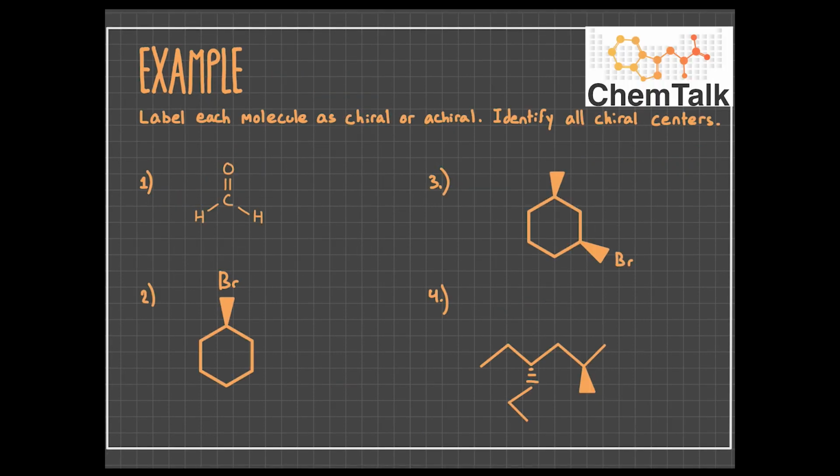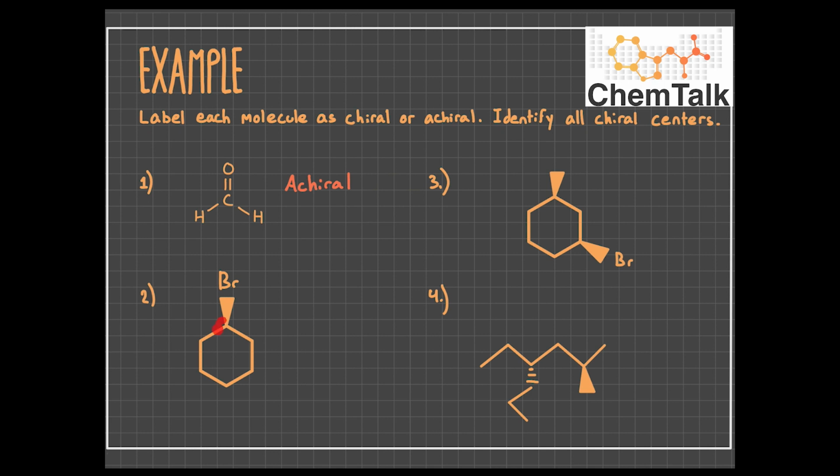Let's take a look at an example. Label each molecule as chiral or achiral and identify all chiral centers. Molecule 1, we can immediately tell, is achiral because it's 2-dimensional. In order for something to have chirality, it has to be a 3-dimensional molecule.